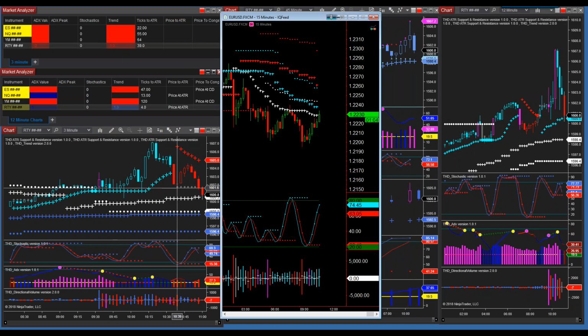Remember, I told you that it would come down to the congestion dot, and then typically it goes back to test this ATR. Well, that's what you see here. It makes that little zigzag there.